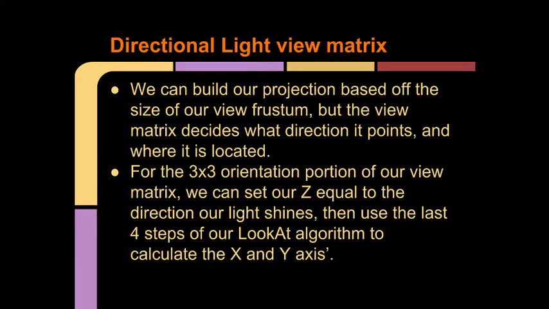The view matrix for a directional light is where things are going to really get weird. The 3x3 orientation portion should be fairly straightforward. As mentioned in previous videos, we will use the light's direction to define our forward axis. Then we can use the last 4 steps of our look-at algorithm to build the right and up vectors. The weirder part, though, is going to be the translation, since our directional light does not have a defined position.